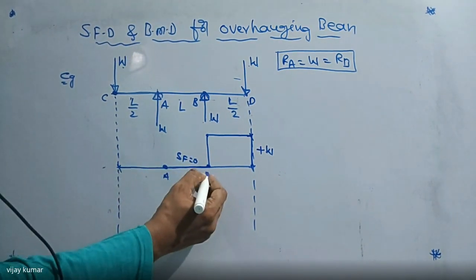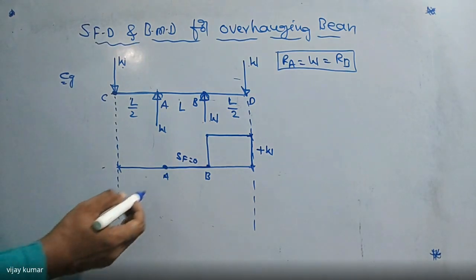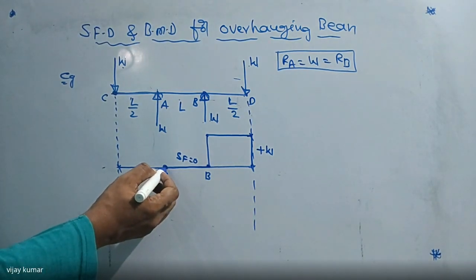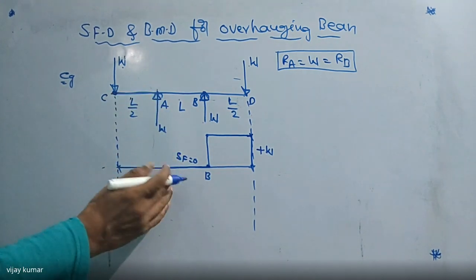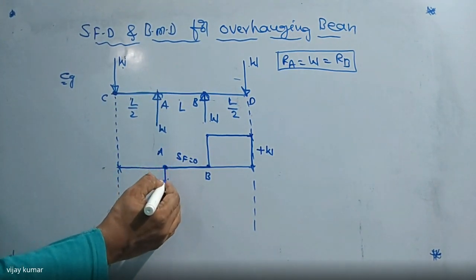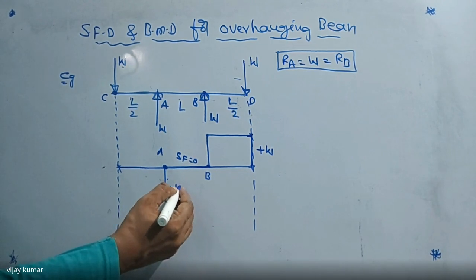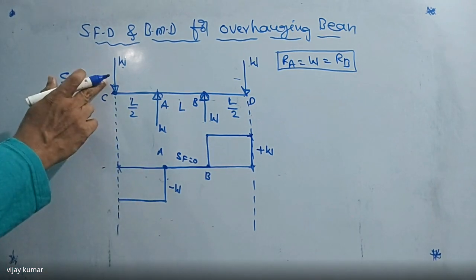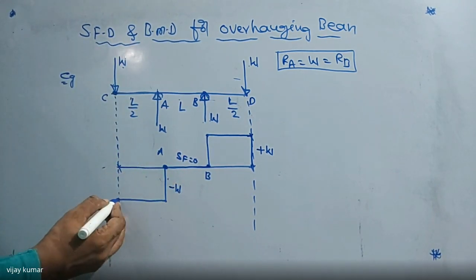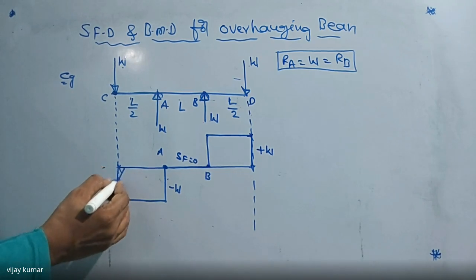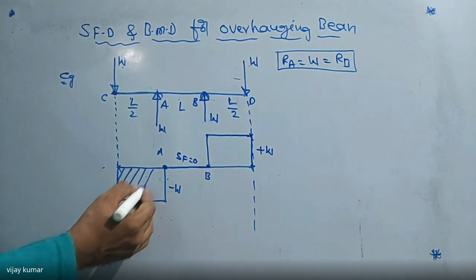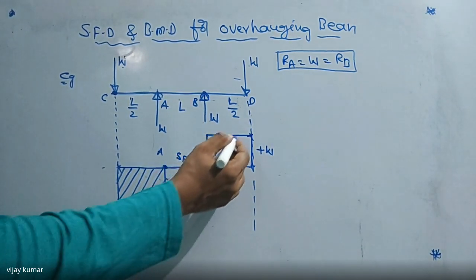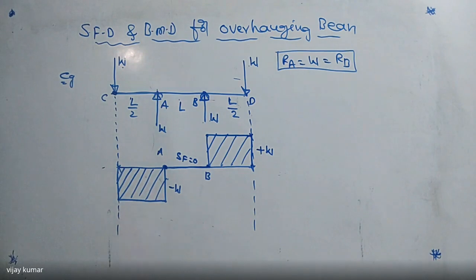This is point A, this is point B. If you come to point A, there must be a force moving in upward direction, so there must be a shear in downward direction. That is minus W, and it will continue up to this point. And again, plus W and minus W both get cancelled, and it comes to zero. So this is the shear force diagram for this beam overhanging on both sides. Did you get my point? This is the way of drawing the shear force diagram for this beam.